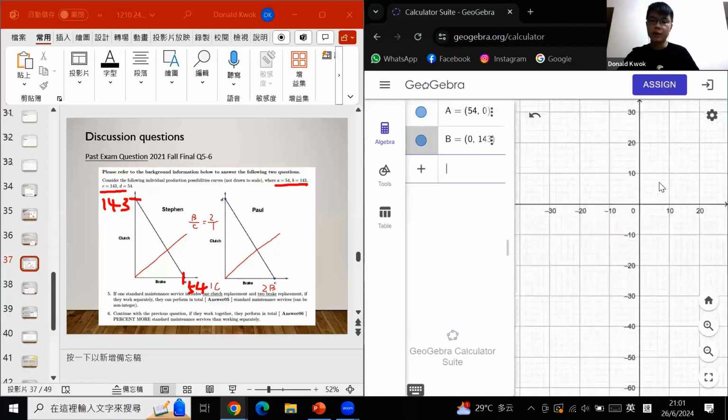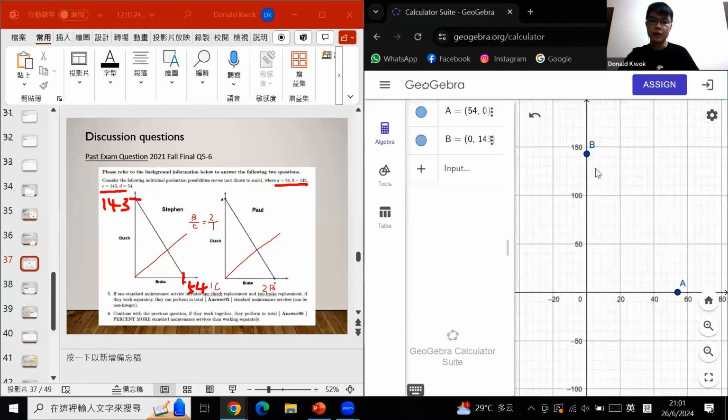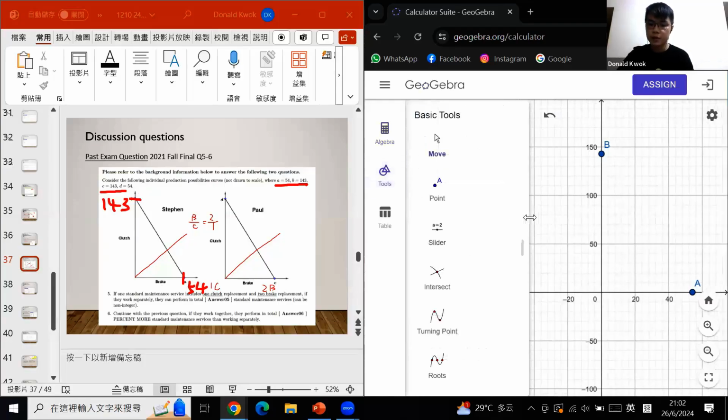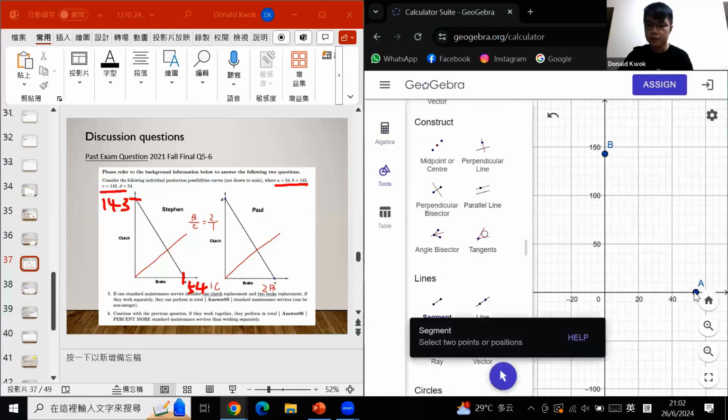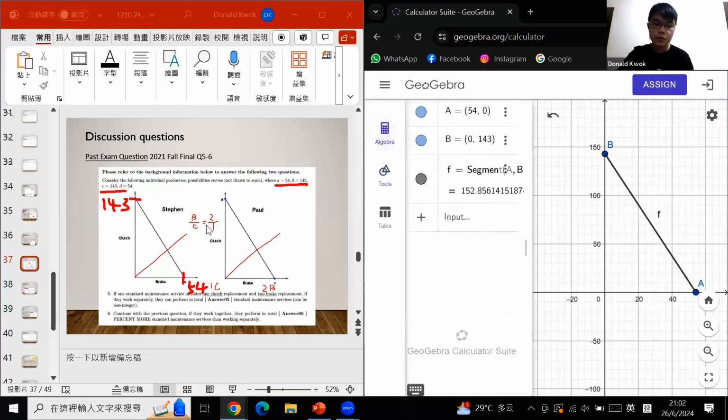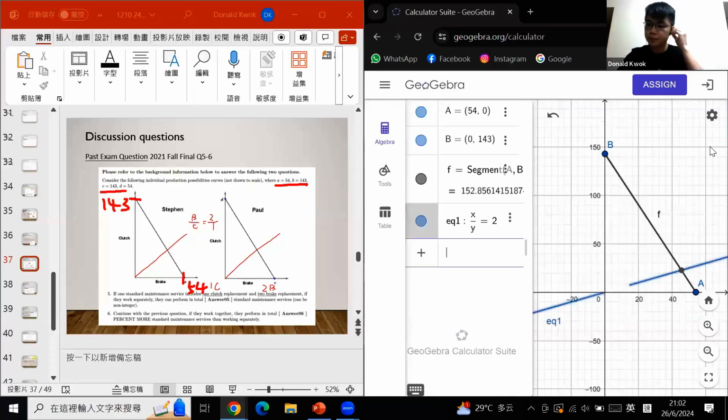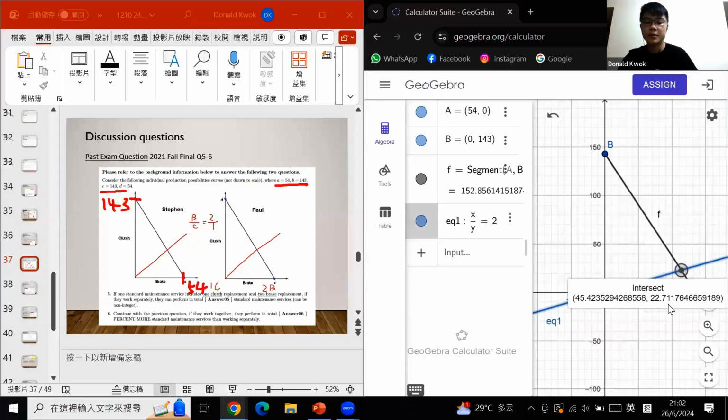Okay, so now we will have the 2 points, the x and y-intercepts of Stephen's individual PBC. We just need to use the segment function that I've just introduced to you to connect these 2 points. And then the next step is to draw the desired ratio, B over C equals 2 over 1. Because brake is on the x-axis while clutch is on the y-axis, effectively we are drawing the line x over y equals 2. Okay, so this point here, 22.71, will be the number of standard maintenance services that Stephen can perform.